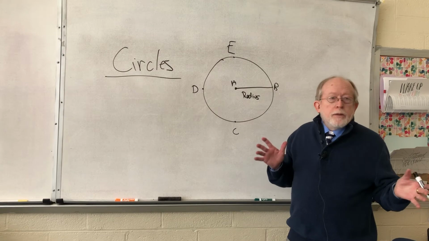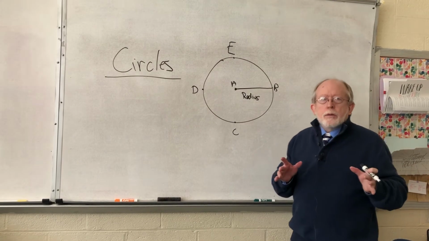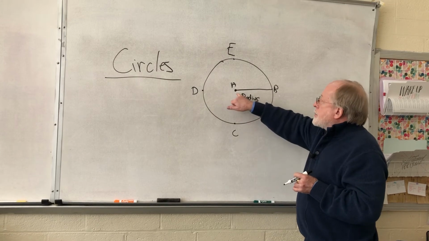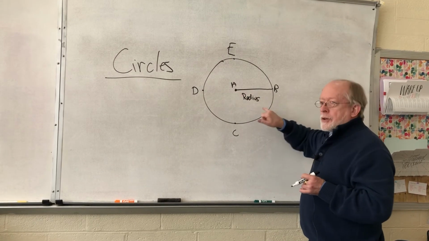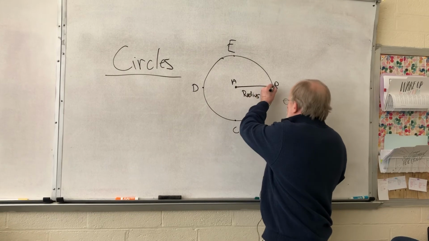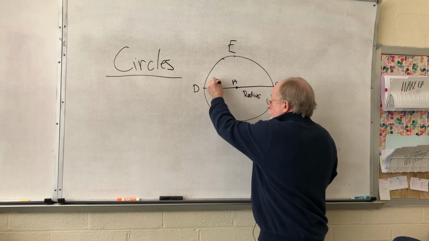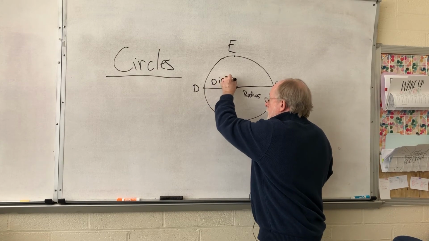And you can put any value in there you want, or when you're working a geometry problem, they'll probably tell you the numbers they want you to use. But the measurement of point A to point B is called the radius. If we're going to go from point B all the way to point D, this is called the diameter.